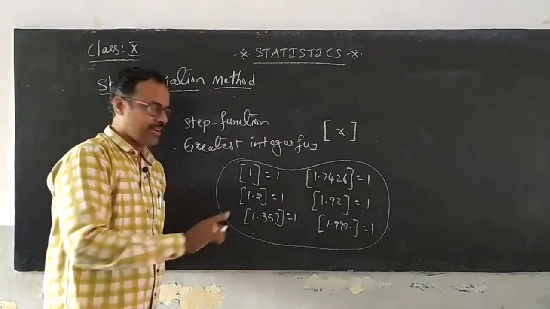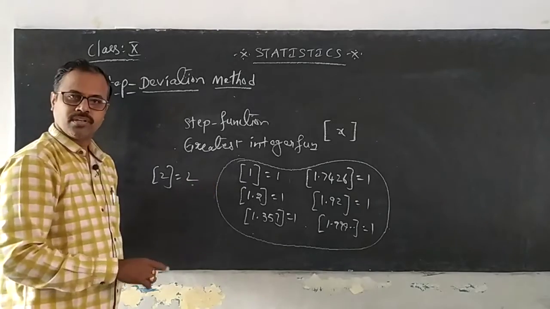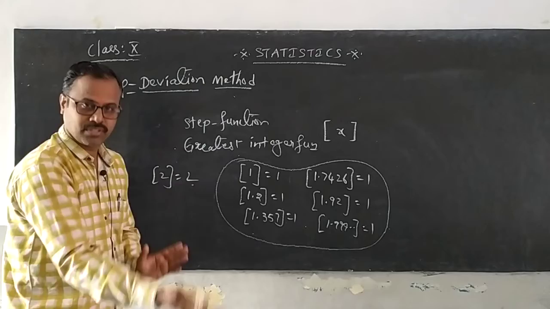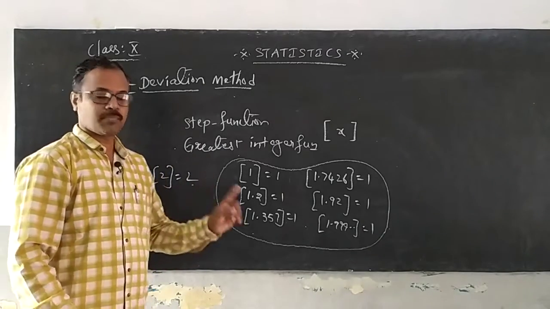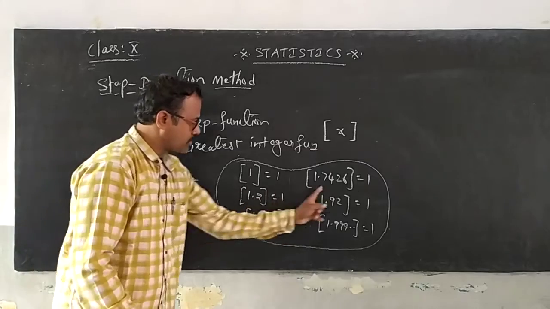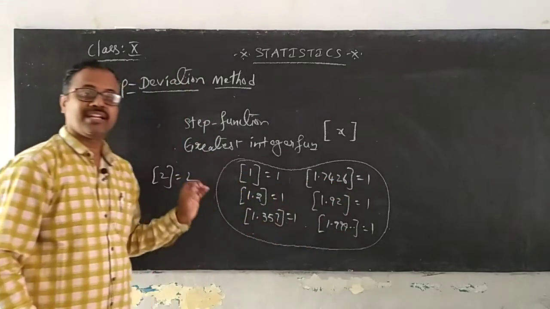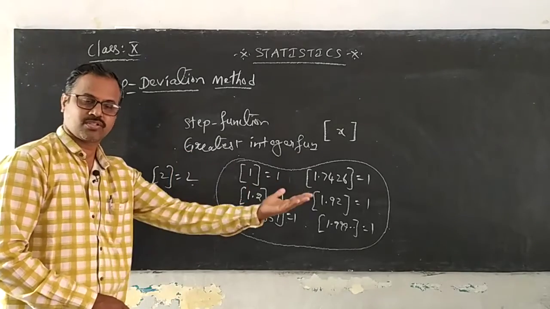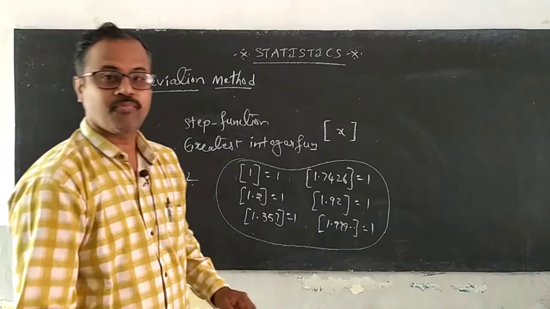You understand? When it enters the greatest integer of 2, it automatically becomes 2. From here onwards it will continue to be 2 until you reach the greatest integer of 3. This is called a step function. So for any values, you will always have only integral values, that is plus 1, plus 2, minus 1, minus 2, minus 3. These values are called the step function.